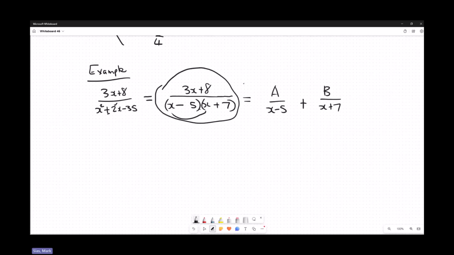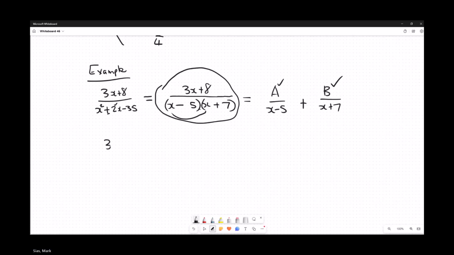This here that I'm circling was the sum of two proper fractions, okay? Now I have to establish what A and B are. That's what I have to establish, okay? Right. So this is how we do it.